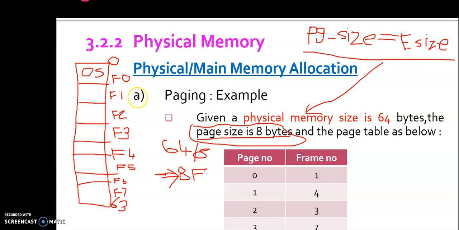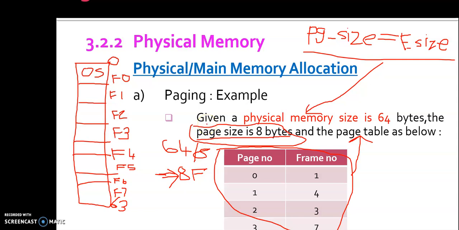Okay, so now what is this? What is this diagram called? This whole thing is known as the page table. Okay, page table. Okay, so you have the page table, you have your frame size. Now you need to draw, if you refer back to the slides, our logical memory or logical address. How does it look?